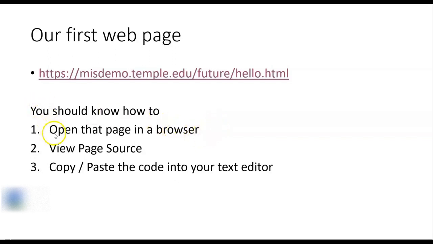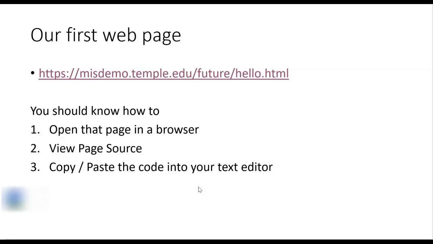We should be able to do these three very modest, simple things. We should be able to click on a link and open this in the browser, or rather, I'll put this link in the notes for the video here. You can click on it, or you can copy and paste that into your browser. Then we need to know how to view page source, and then how to copy and paste things. So that should all be well within the reach of everybody.